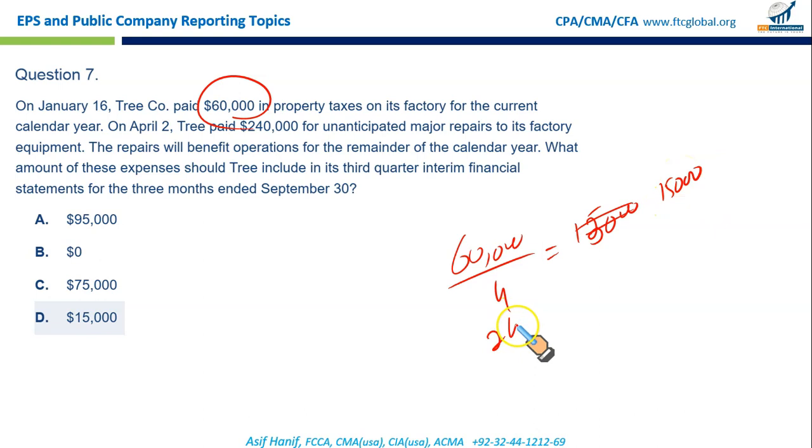Then you paid $240,000, and this is for 3 quarters. Remember, we just started counting from April to December, 9 months, 3 quarters. So that means $80,000 per quarter.